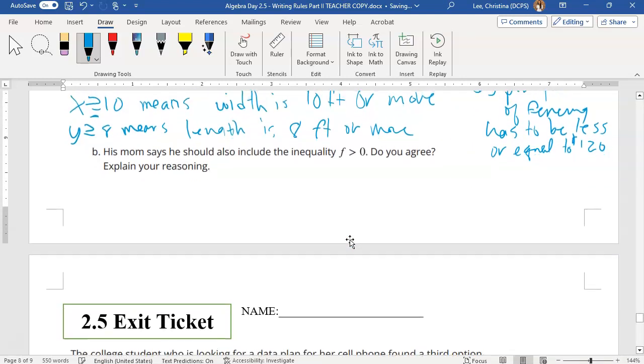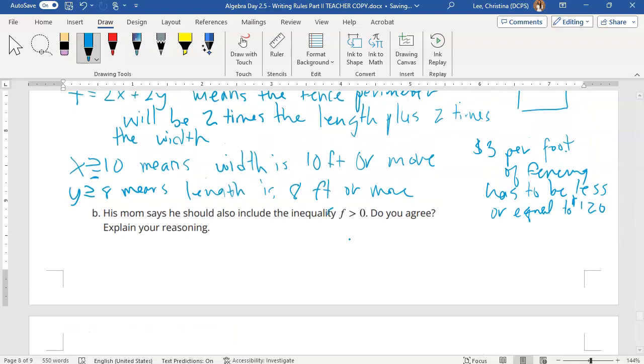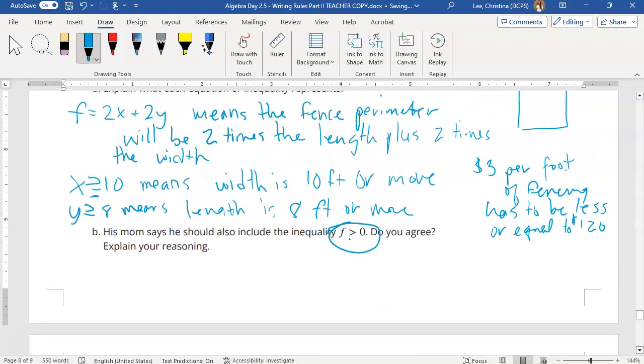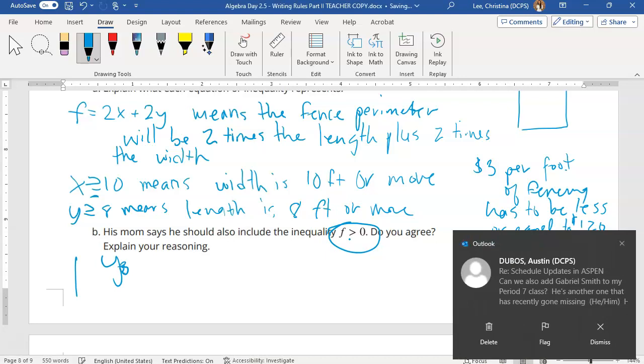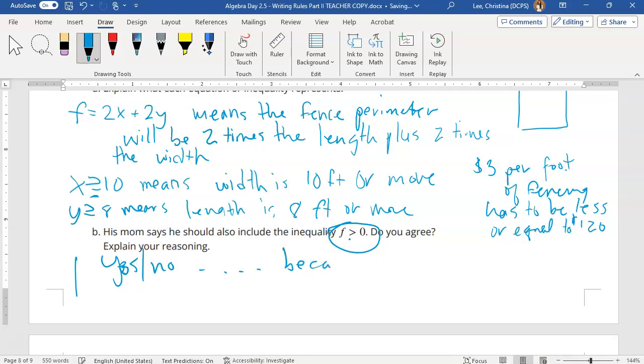All right. His mom says he should also use the inequality f is greater than 0. Do you agree? So I want you to explain your reasoning here. Should the fence length be greater than 0 if he's building a fence? You explain your reasoning. So yes or no, because... So you're going to fill in that answer yourself.